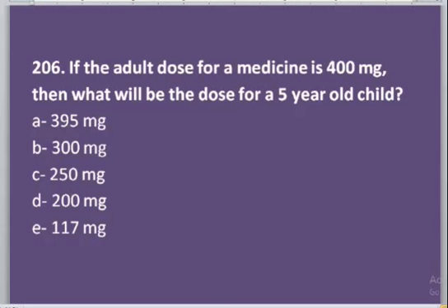That is equal to age of the child in years divided by age of the child in years plus 12, then it has to be multiplied by the adult dose. So if we use this formula, then it will be like this, that 5 divided by 5 plus 12 multiplied by 400 milligram, and this will give us 117 milligram as the answer. So this MCQ can be solved very easily by using the Young's formula.